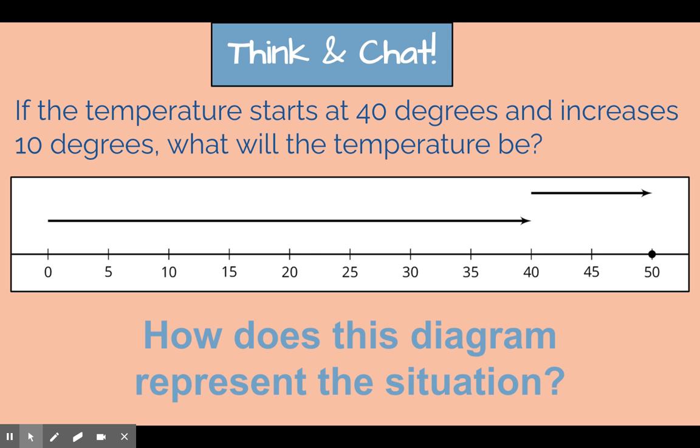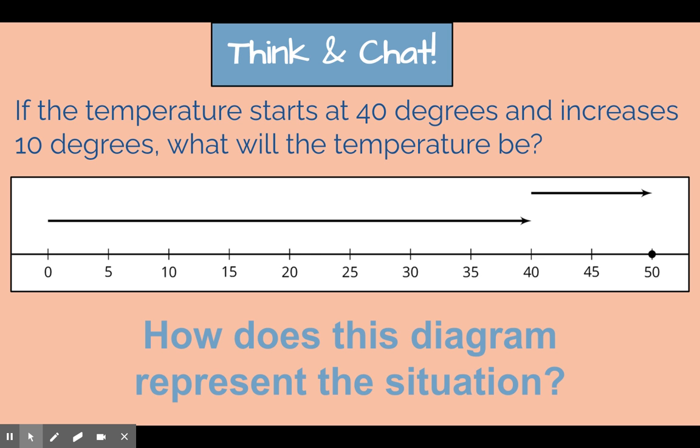You might notice that the diagram represents the situation because it includes the starting temperature. It goes from 0 to 40, which is my starting temperature. And then the change, which means that it increased by 10. So that's the change. Starting at 40, we increased it by 10, and that gives us our final temperature. The point on this number line is represented by a table in your student companion.